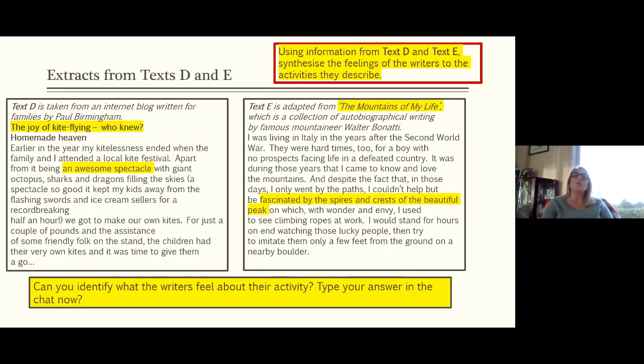And then the second one, Mountains of My Life. The title gives it a personal touch. He's talking about his life and how those mountains are connected to his life. So obviously he does feel a lot about them. He feels a connection with them. And then the other quotation I've used there is fascinated by the spires and crests of the beautiful peak. So again, he's in awe of the sights that he sees. He can see these mountains, he thinks they're fantastic, and he wants to be able to climb them.